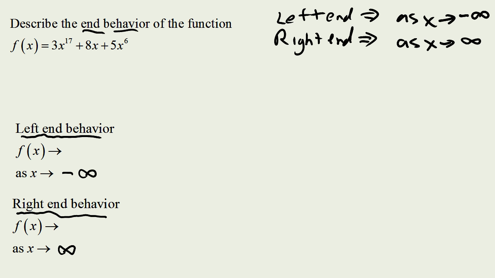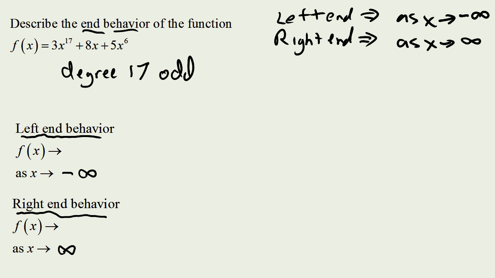Now, based on the degree of the polynomial, and the coefficient on that term, we'll be able to answer this question. So this polynomial has an x to the 17th, an x to the 1st, and an x to the 6th. The degree is the highest exponent on x, so this polynomial is degree 17. And so we have to note whether it's an odd or even degree. So 17 is odd, and odd degree polynomials behave a certain way.